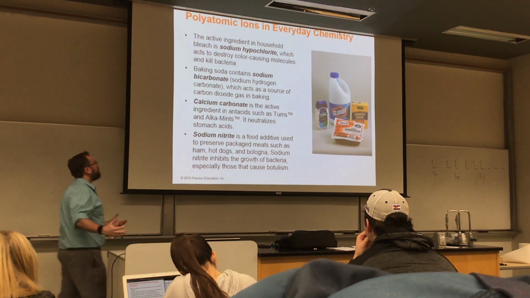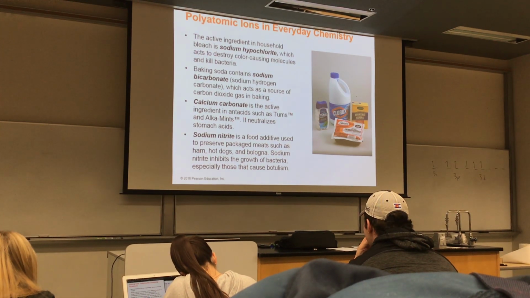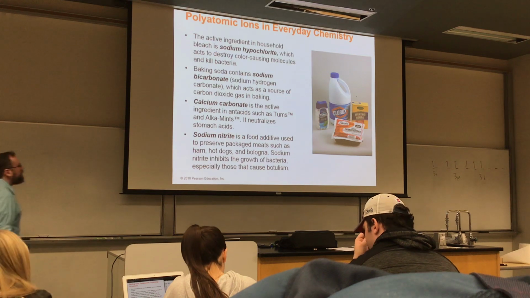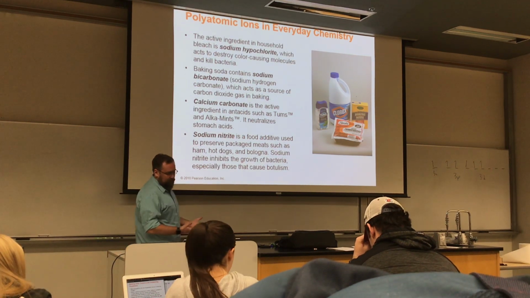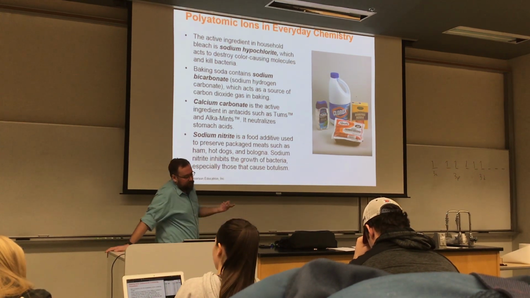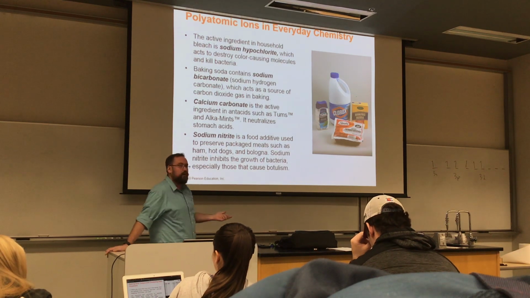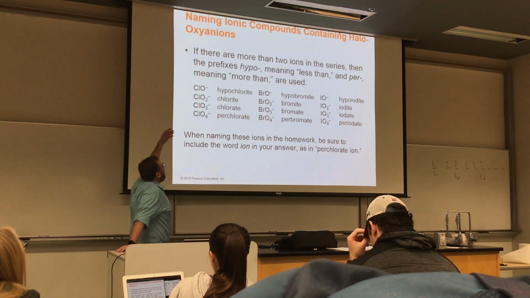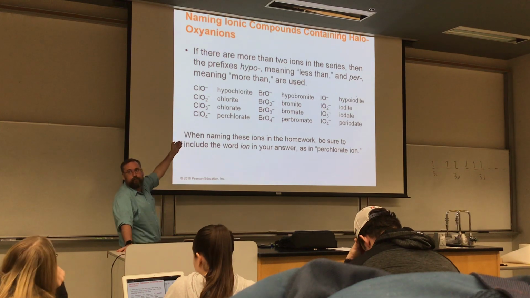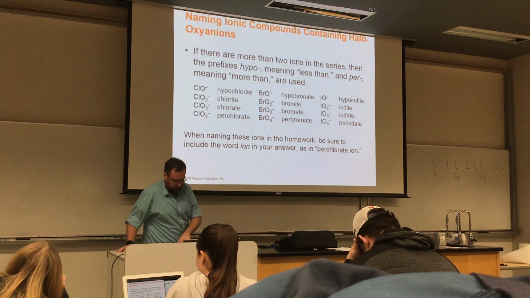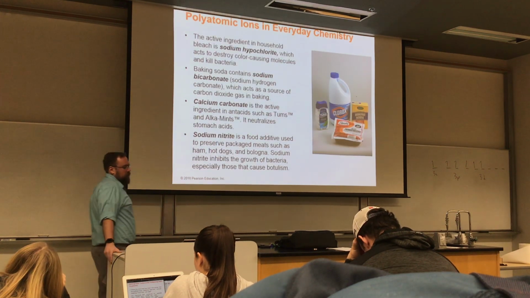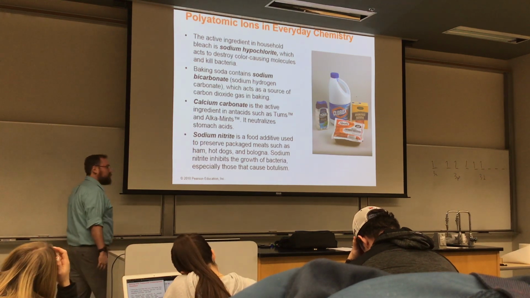So where do we run into these? I mentioned that we're only going to focus on the chlorine and oxygen ones because we run into them. The active ingredient in household bleach is sodium hypochlorite, NaClO. That's what we call bleach.